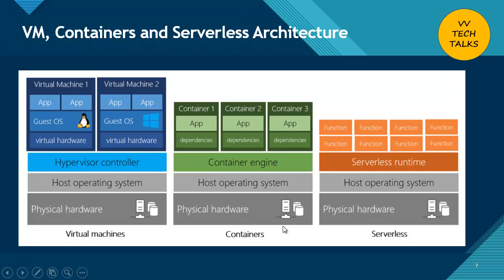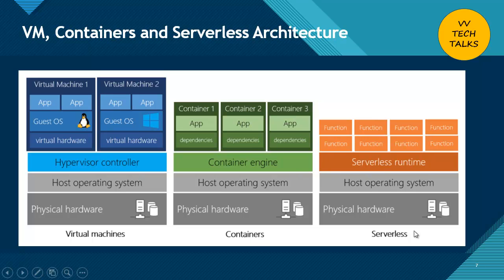Whereas if we use containers, we have physical hardware. On top of that we are running the host operating system. On top of that, instead of a hypervisor controller, we are running a container engine, and this container engine lets us create the containers. Here we have container 1, container 2, container 3, and in these containers the guest operating system is not required. Our applications and their dependencies can be packaged inside the container, and the container engine environment provides the standard runtime through which these applications can run.